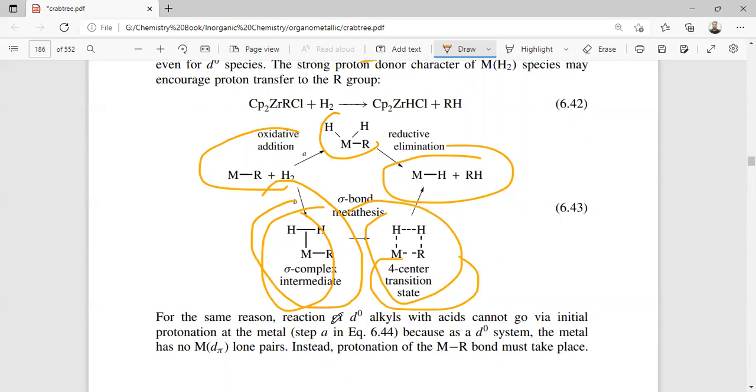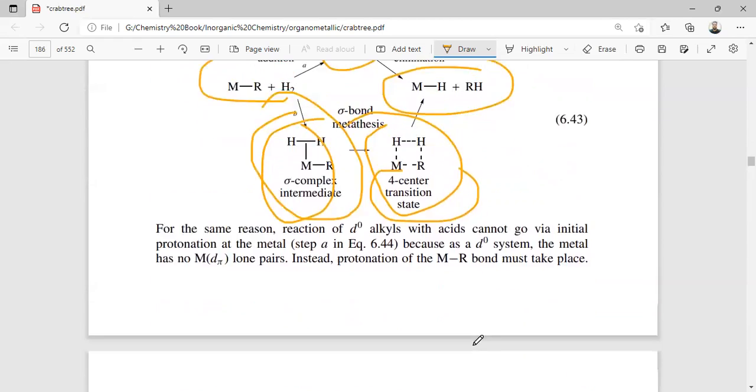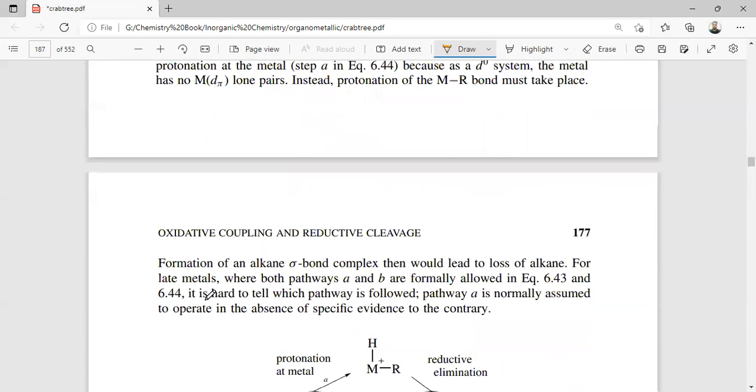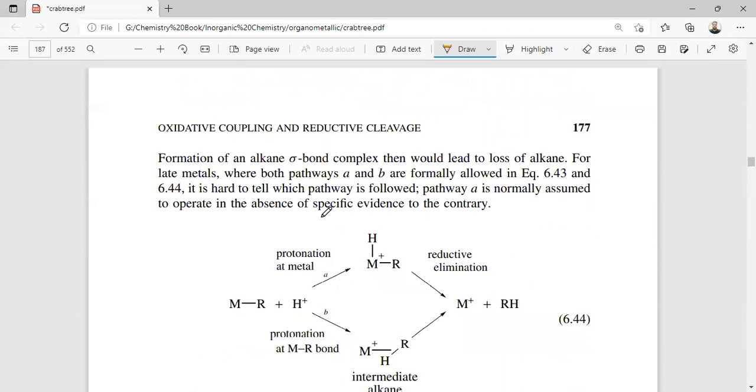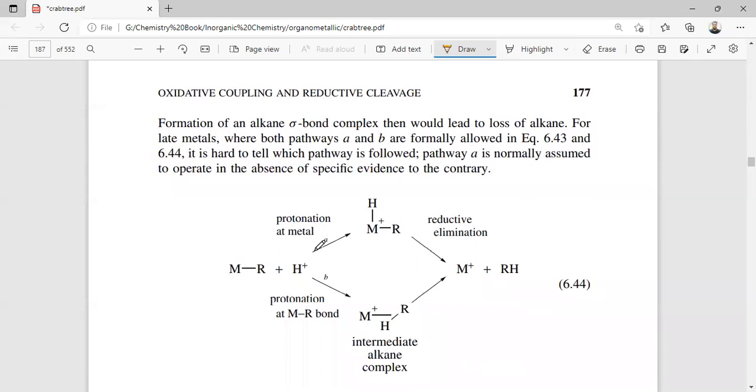For the same reason, reaction of the d0 alkyl with the acid cannot go via initial protonation of the metal, because with the d0 system the metal has no lone pair. So instead of protonation, the M-R bond must take place. The formation of an alkane sigma bond complex would then lose alkane. For example, lead metal, where both A and B are normally followed, and it's hard to tell which pathway is followed. Pathway A is normally assumed to operate in the absence of specific evidence.